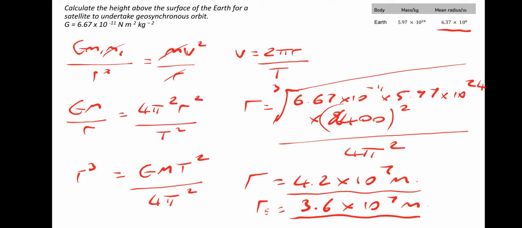Hopefully that went okay. Let's have a look at the final one. So final question for you to attempt. If you want to have a go at this. The Hubble Space Telescope was launched in 1990 into a circular orbit near the Earth. It travels around the Earth once every 97 minutes and has a mass of 1.23 times 10 to the 4 kilograms. Calculate the following. So first of all, the angular speed.